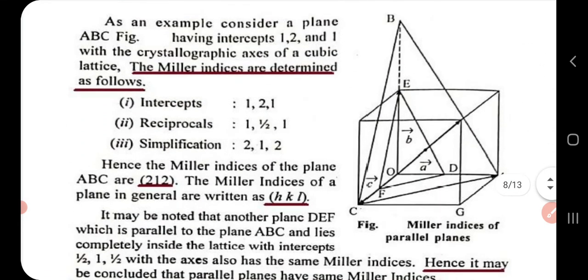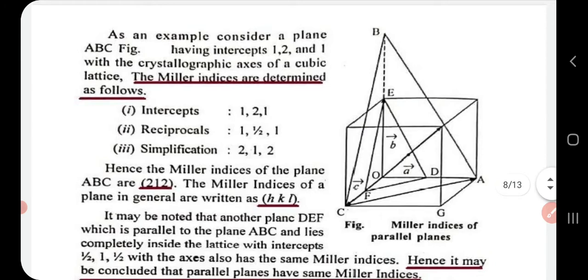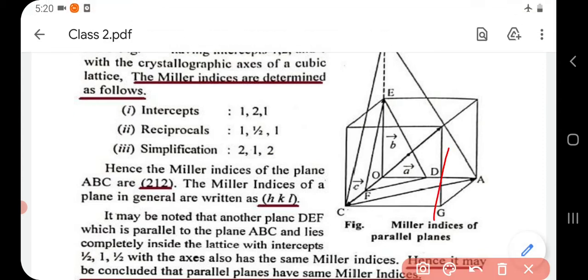So this is a figure that is given to you, and you are asked to find the Miller indices of this plane. A plane ABC is given, and the intercepts that this plane ABC makes on the crystallographic axes are given as 1, 2, 1. Then how will you find the Miller indices? What was the first step? Find the intercepts of the plane on the crystallographic axes. In the question, they have given the intercepts as 1, 2, 1. So you just write the intercepts as 1, 2, 1.